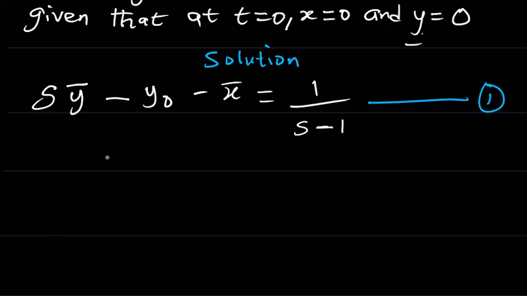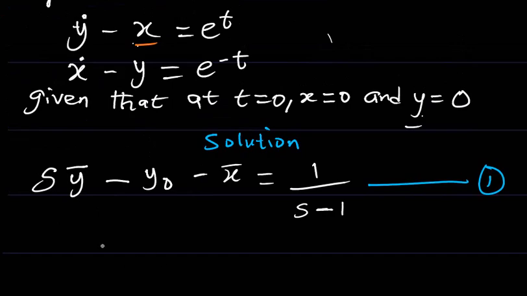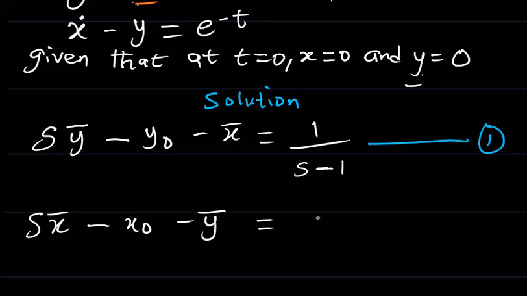Then for equation 2 we do the same thing. Exactly what we did here. For x dot, the Laplace transform is s x bar, minus x0, minus the Laplace transform of y, which is y bar, equal to the Laplace transform of the exponent of minus t. That's going to be 1 all over s plus 1. So this becomes my equation 2.